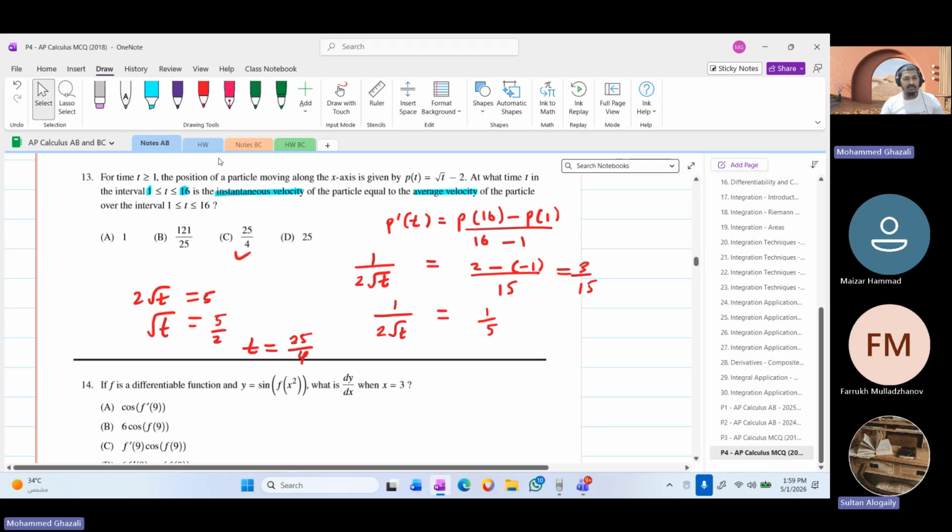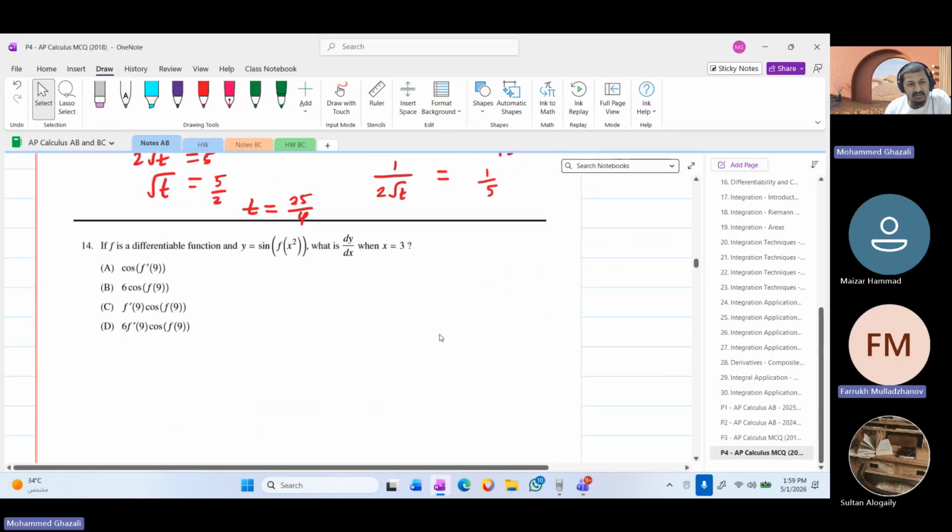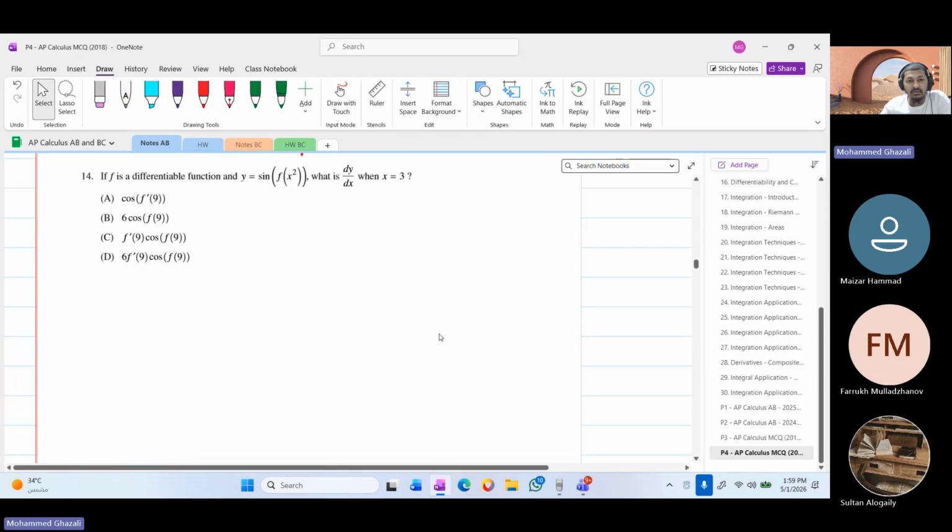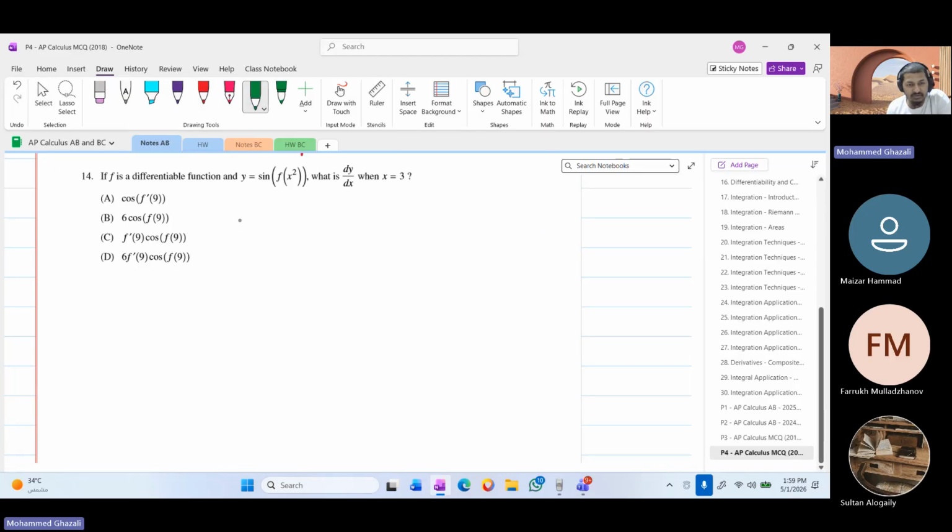Okay, guys. Nice. We need to square both sides. That's it. Not square root, square. Just square both sides. We are doing AP math. You need to be precise about what you're saying.